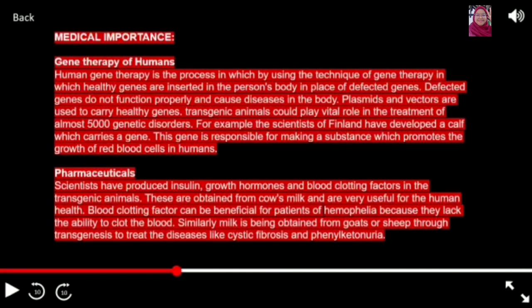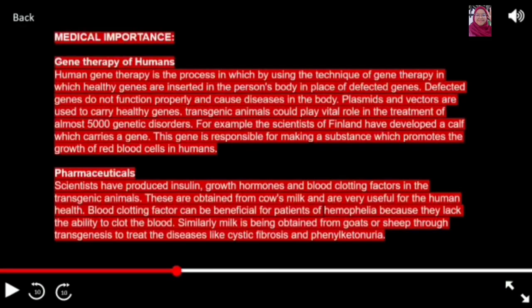First of all, transgenic animals are important in human gene therapy. Human gene therapy is a process in which healthy genes are inserted into a person's body in place of defective genes. Defective genes do not function properly and cause disease in the body. Plasmids and vectors are used to carry healthy genes.